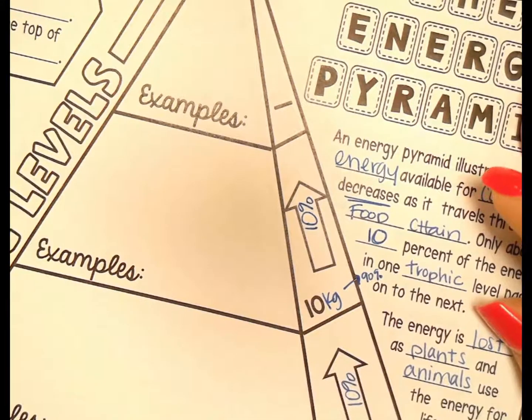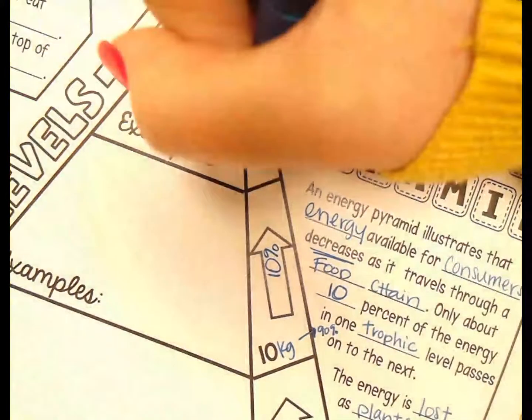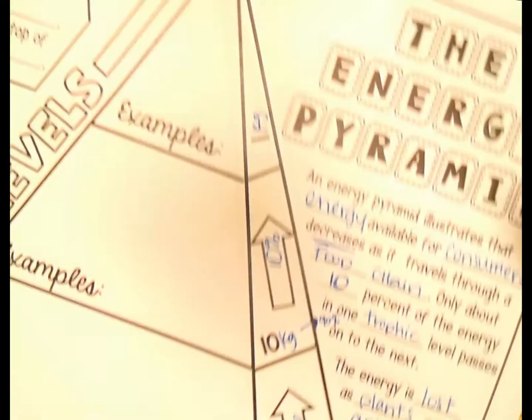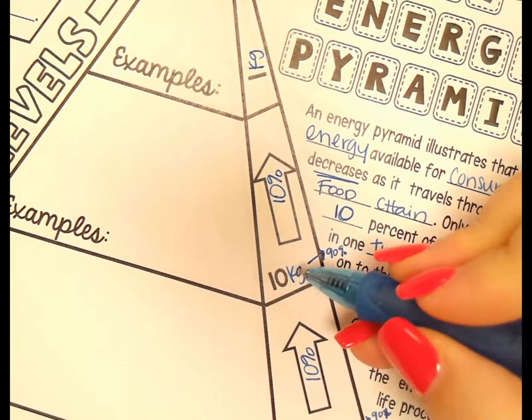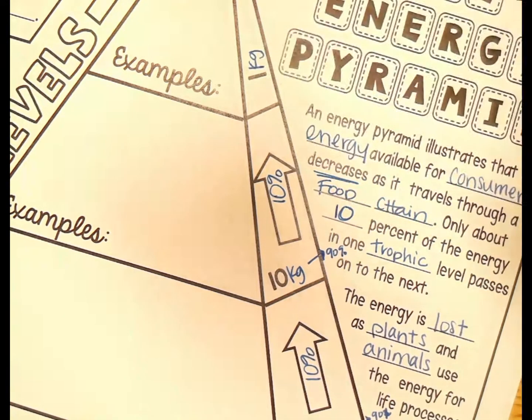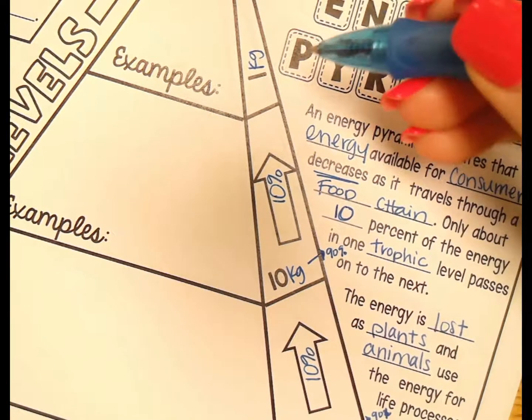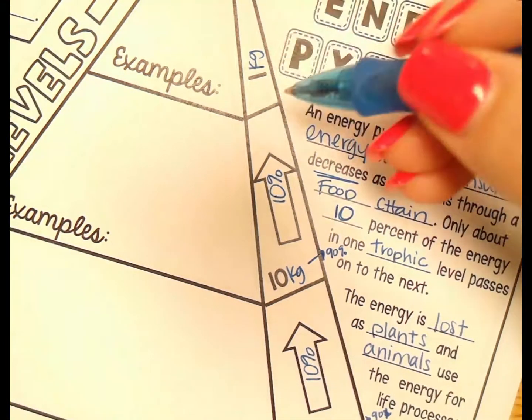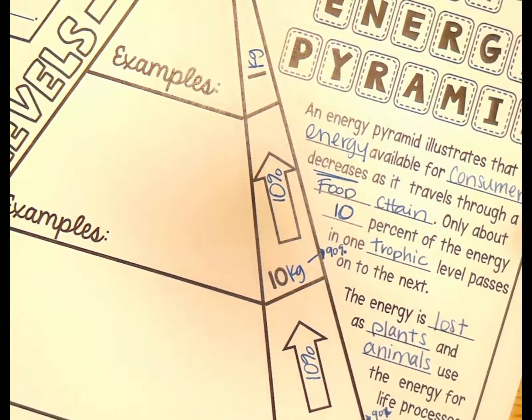Our top level has only 1 kilogram left because 10% of 10 is 1. So we've only got 1 kilogram of potential energy left at the top, which is why top predators have to eat so much, right? Because so much energy is lost along the way.